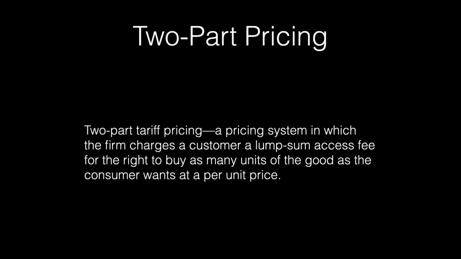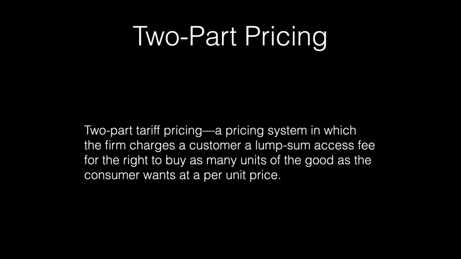A two-part tariff pricing strategy is when the firm charges a lump sum access fee for the right to buy as many units of the good as the consumer wants at a per unit price. The lump sum fee is often a membership fee. For instance, Costco or Sam's Club charges an annual membership fee. The per unit price is the price you pay for the actual products. Amazon Prime is also an example of an access fee that gives you access to special shipping and other deals.